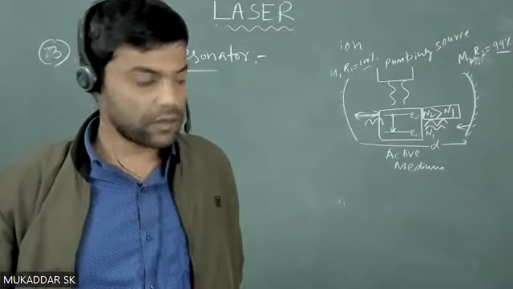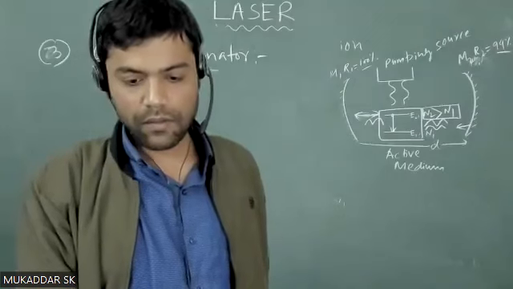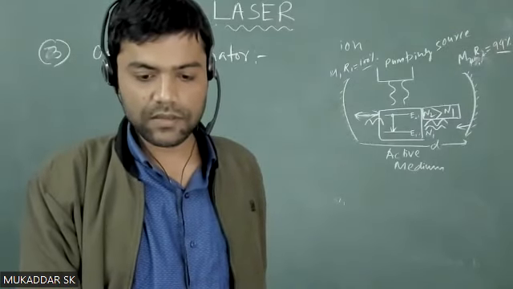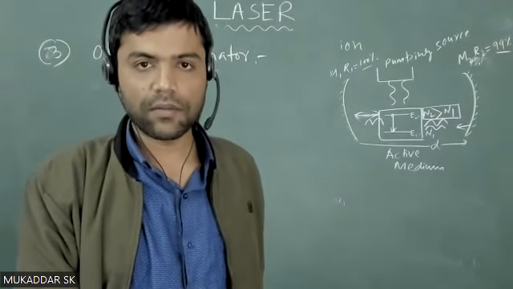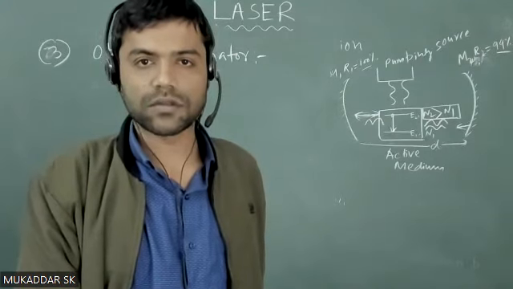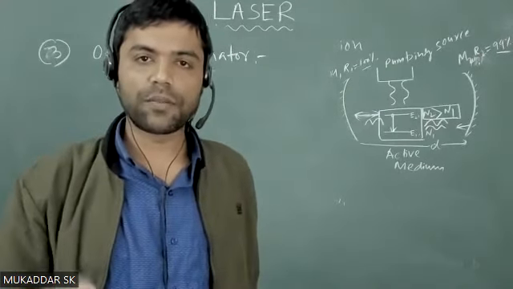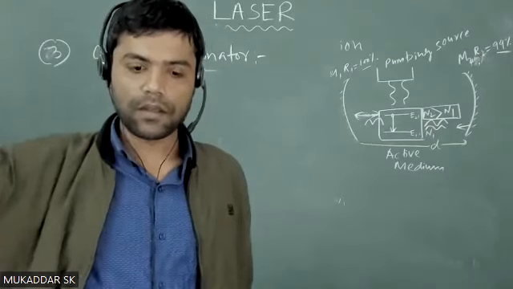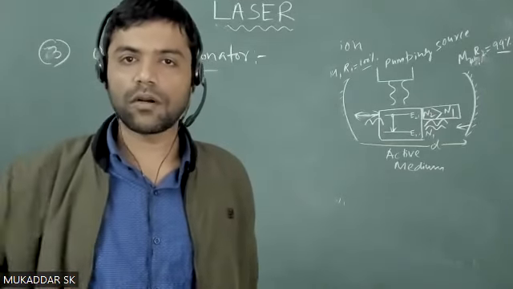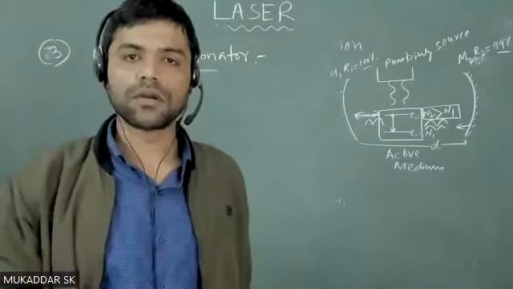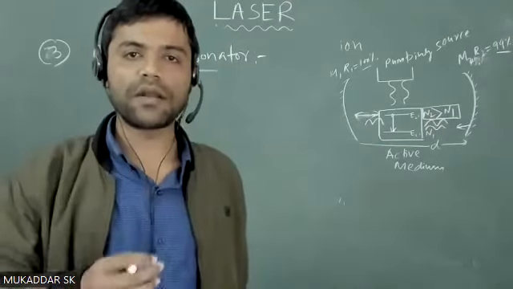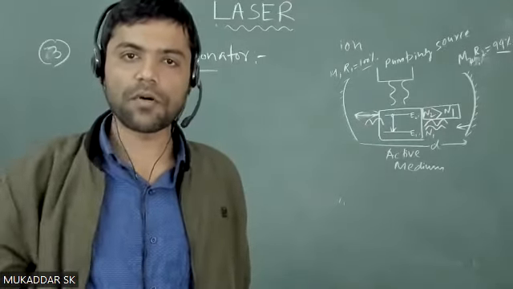Just now I discussed a pumping source, like you have a flash lamp for a ruby laser. A flash lamp is nothing but a large number of photons, right? So these photons are pumping that atom from E1 to E2, and you have to maintain this. You have to pump that atom continuously. Frequently आपको pump करना पड़ेगा.